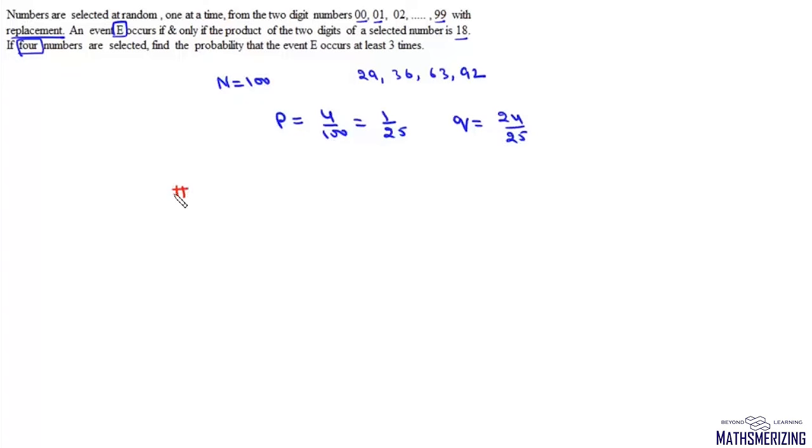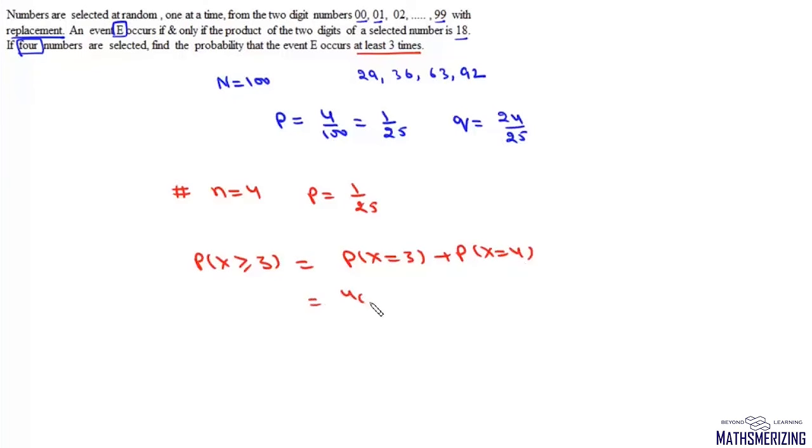Now in this case, number of trials is 4, probability of success is 1 by 25, and we need to find that out of these 4 trials, there should be at least 3 successes. So we need to find probability of x greater than or equal to 3, which is equal to P(x=3) plus P(x=4).